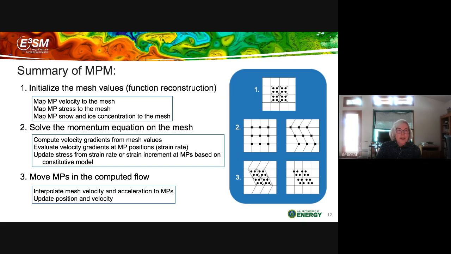So a little bit more detail about MPM. I want to go through these operations in more detail.